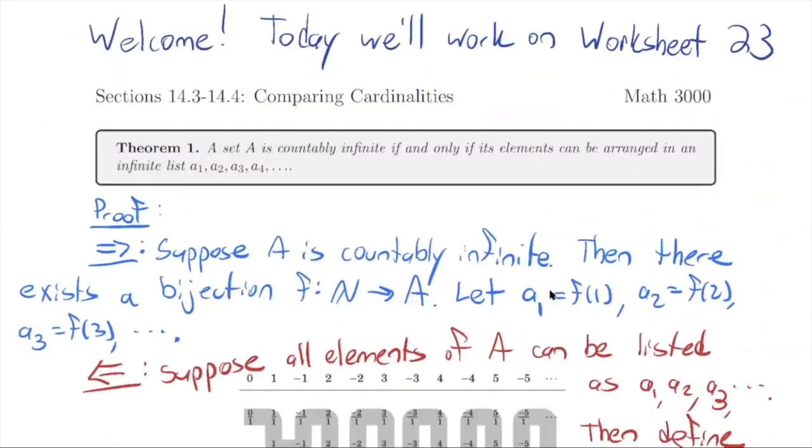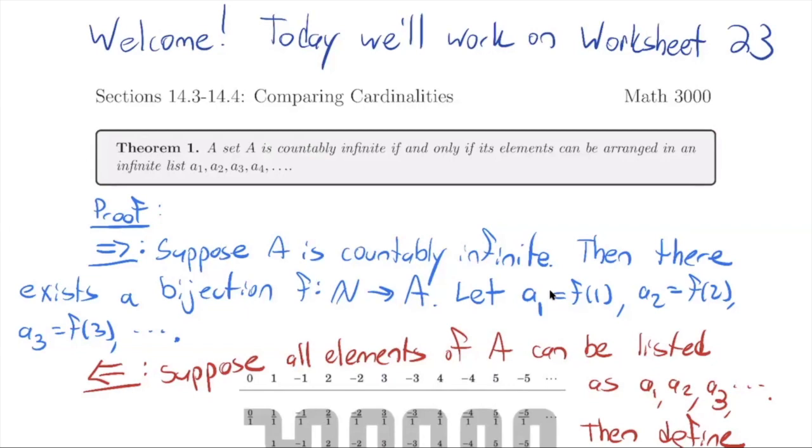What is set A in this case? A is any countably infinite set. So if A is countably infinite, then its elements can be ordered. If the elements of A can be listed, then that means it's countably infinite. So those go hand in hand.